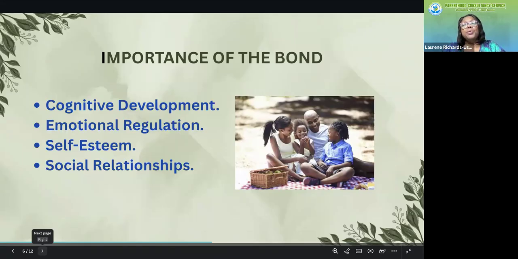All right, let's look at the importance of bonding. The importance of bonding: it creates cognitive development. And so your child will go through a normal, consistent, and positive cognitive development. A secure bond is going to boost the brain development through the enriched bonding. That is why it's important, parents, to bond with your little ones.